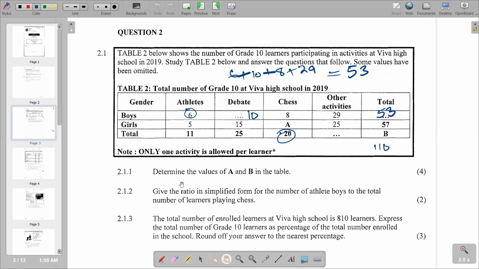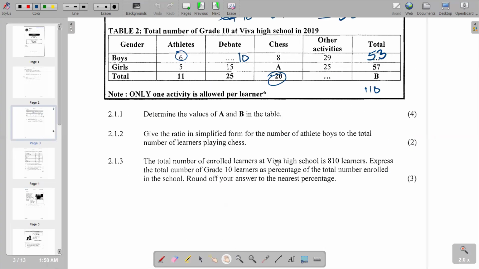The question reads: the total number of enrolled learners at Viva High School is 810 learners. Express the total number of grade 10 learners as a percentage of the total number enrolled in the school. Round off your answer to the nearest percentage. According to the information given, our denominator is 810, so we put 810 here.